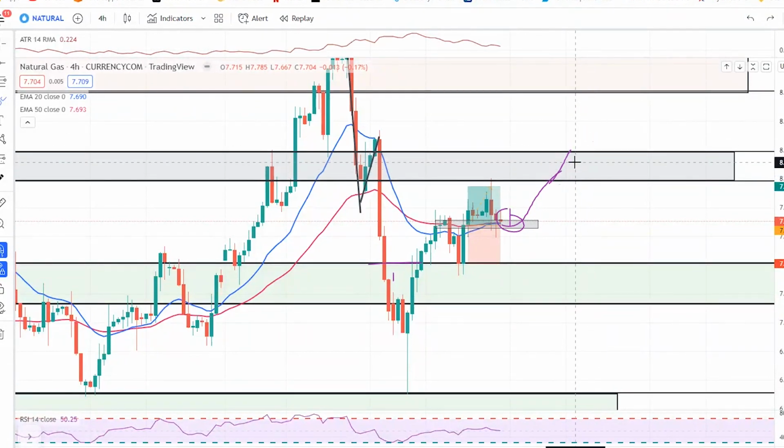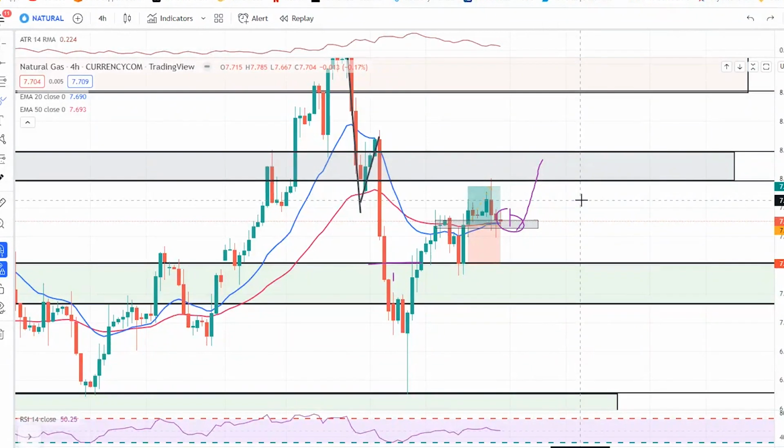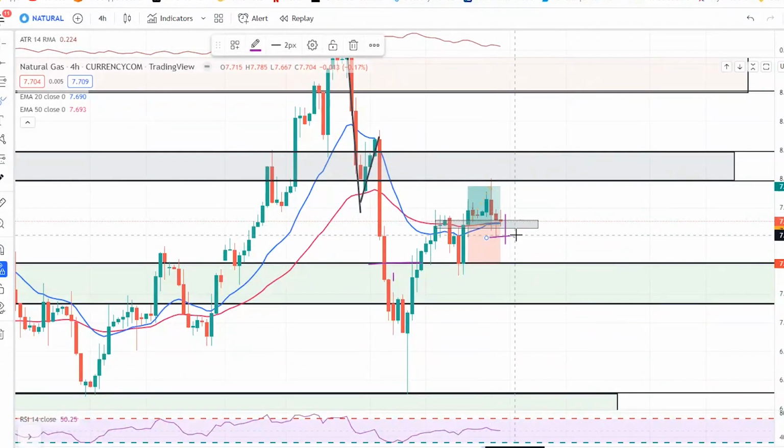But if we do not have any bullish signal, and if the market pushes up and gives us a nice engulfing candle in this zone, then I will go short. Otherwise, I will take short trades once we break and close below the 50 and 20 EMA.